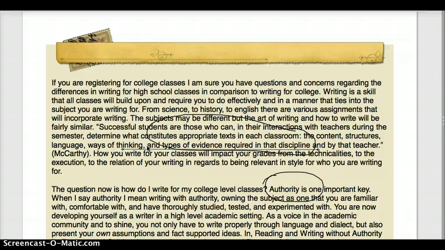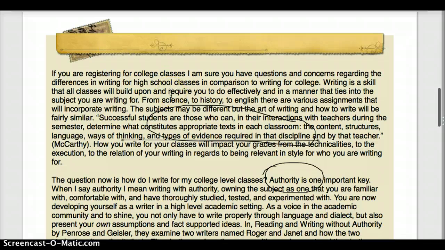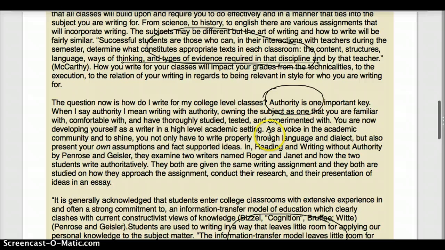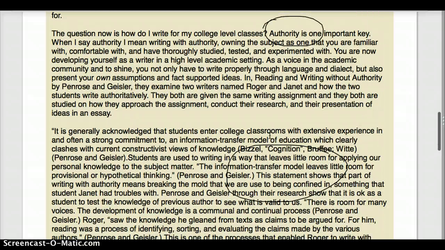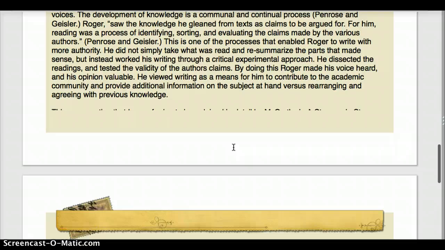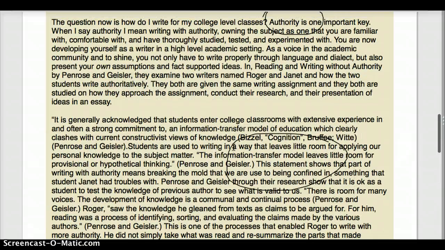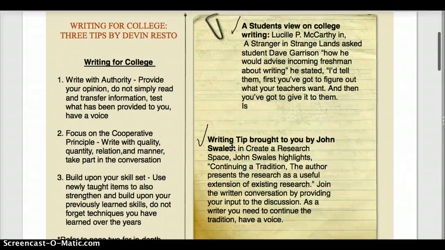So as you think about revising this, Devin, my number one suggestion would be that you've got to present this information about writing with authority, right? The information about the whole concept of the information transfer model versus the constructivist model, right? You've got to present that information in the same fashion as this. You have to make sense of that information for your reader.